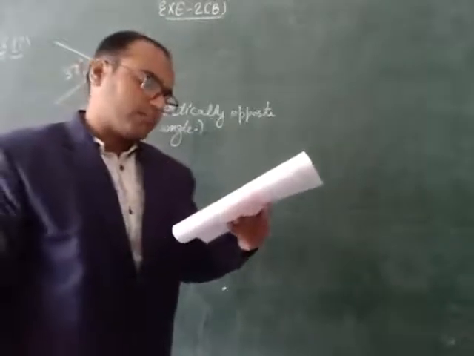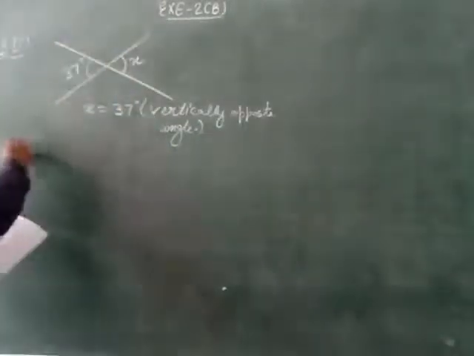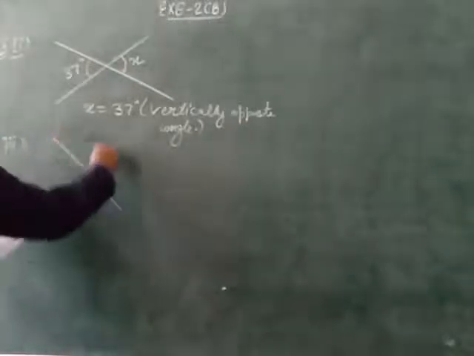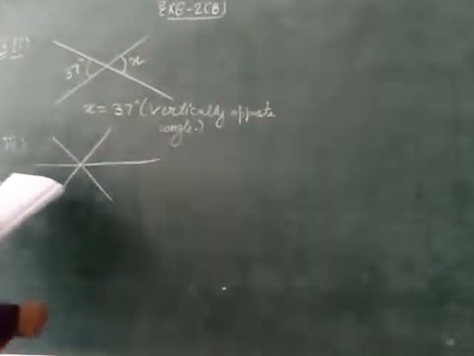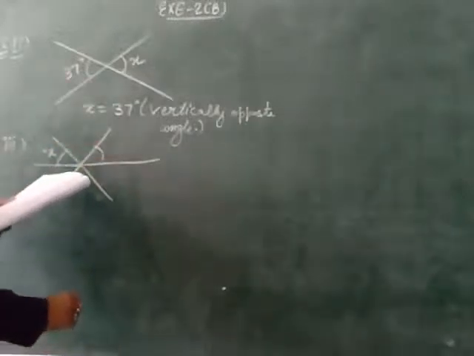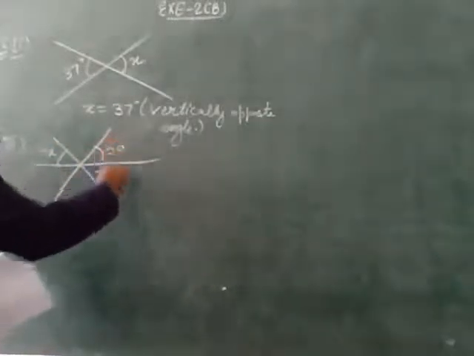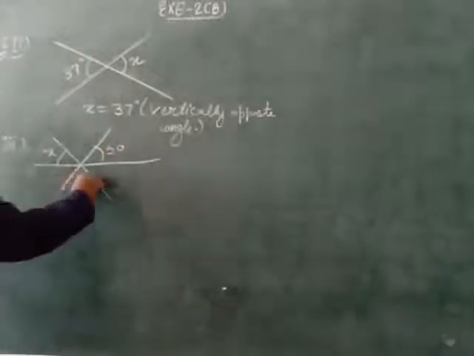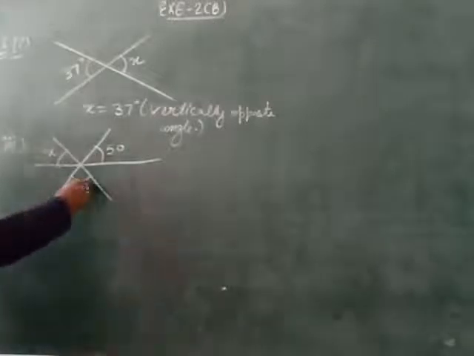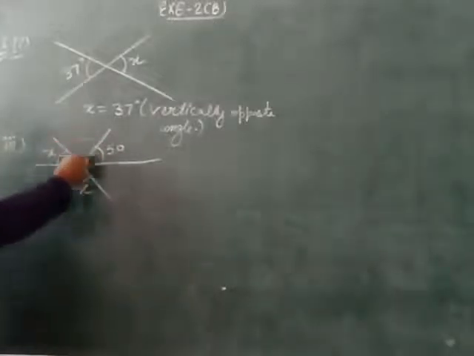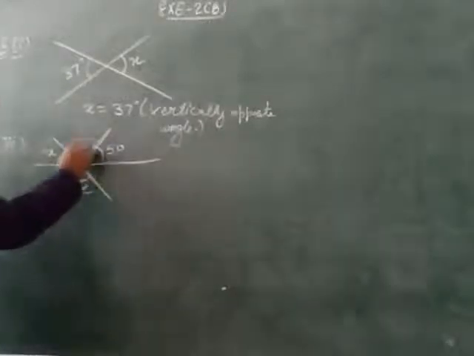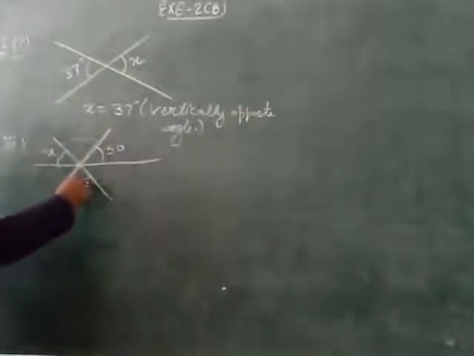Now see part number third. The figure is given like this. Here it is x. Here it is 50. And here it is given x. So in this question, first of all, what you have to do? This x we have to bring here, because these two straight lines are intersecting each other. So these are vertically opposite angles. So we will bring this x here.